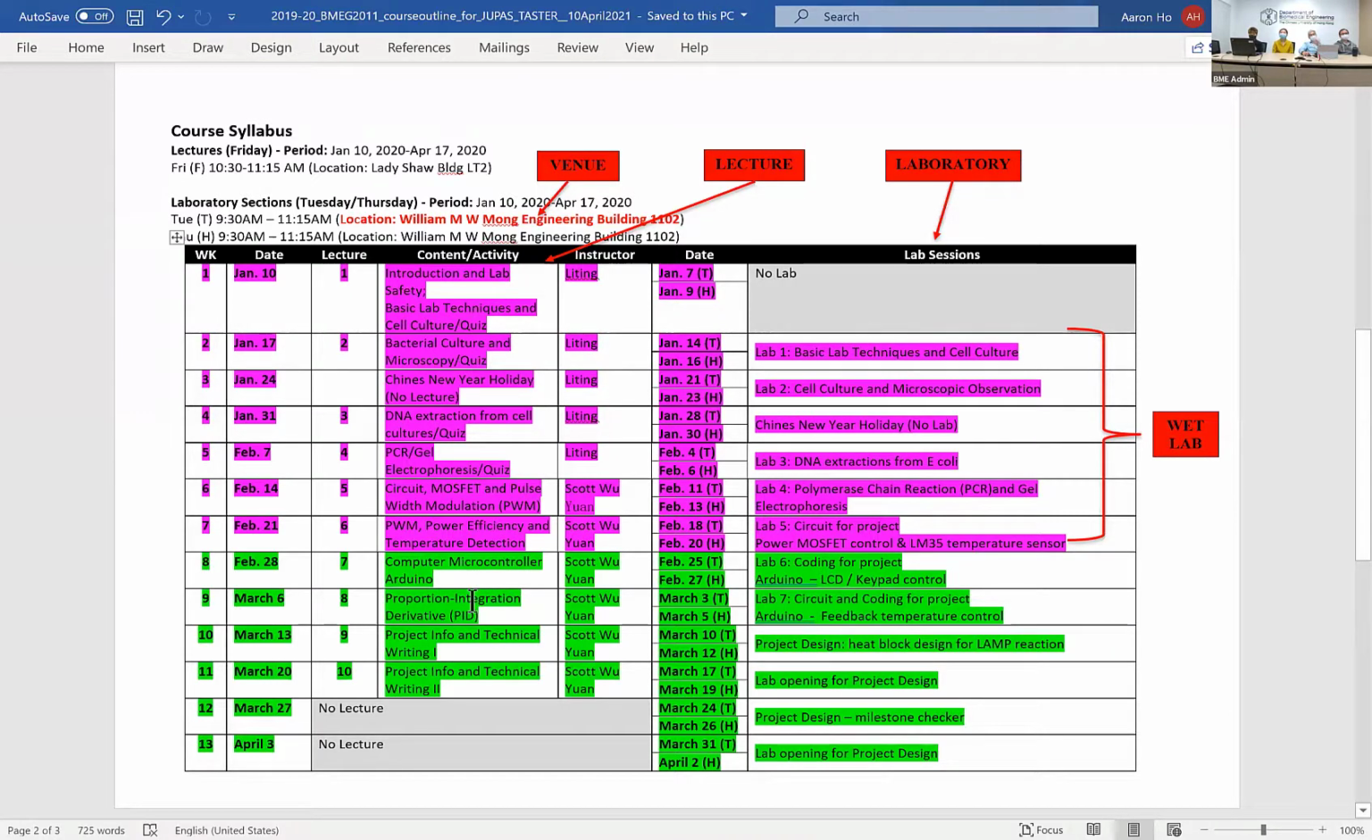This was looked after by Professor Wu for that year, and this year it is looked after by me. We have lectures to train students about the electronic components and the microcontrollers, Arduino, which we can program to perform the job, and also some of the mathematics behind temperature control, a control system, let's put it that way. Then they need to write a report. So let me continue.